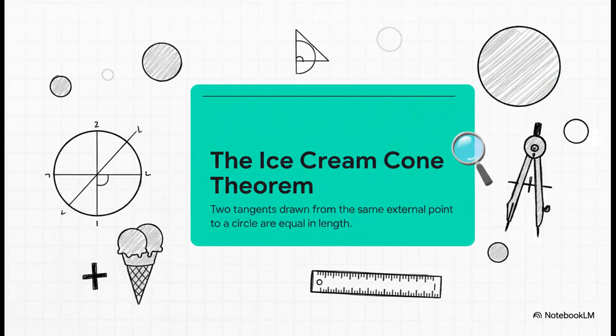And here's a fun one, which I love. It's often called the ice cream cone theorem. If you draw two tangent lines from the same single point outside a circle, the lengths of those tangents, from that outside point to where they touch the circle, will be exactly equal. It creates this perfect symmetrical shape, just like an ice cream cone.